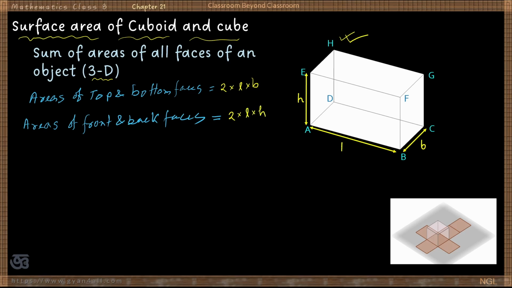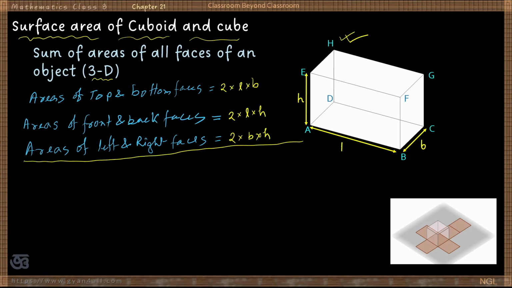Now we'll take the left face and the right face, and they are also congruent. So areas of left and right faces are 2 times one of the faces, say the left face ADHE, and their dimensions are B multiplied by height H. So now we can find the total surface area, you can add them up, 2 is common: 2 times (L into B plus L into H plus B into H) square units. So this is the total surface area of the cuboid.